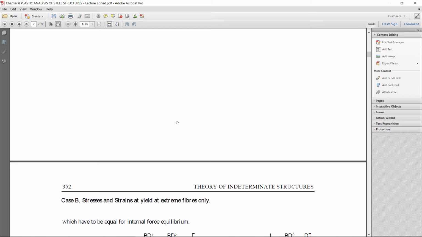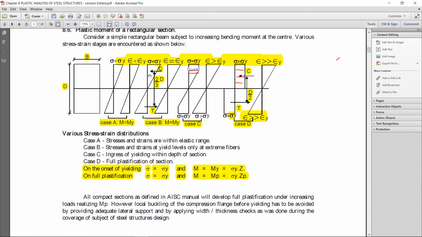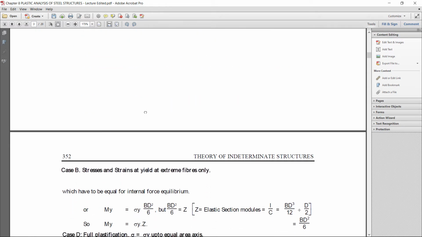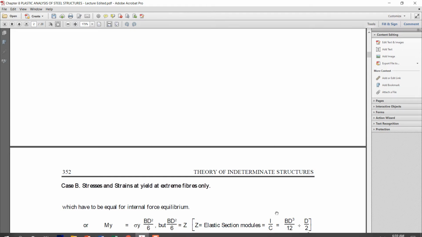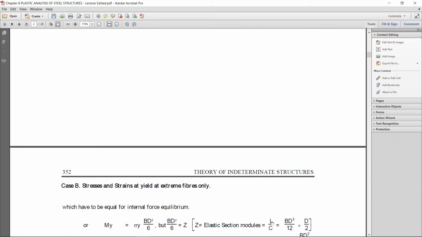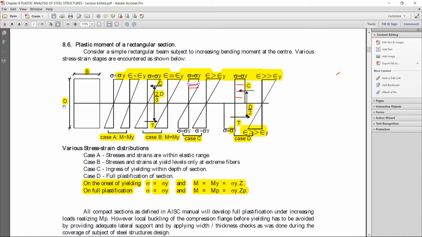Now for the calculations for each case. First of all, for case B, when it just reaches the extreme fiber, you know the formula: My is equal to sigma into Z. Z is the elastic section modulus, that is equal to I over y or I over c, that is the same. Here I is b h cube over 12, or here d is the depth.